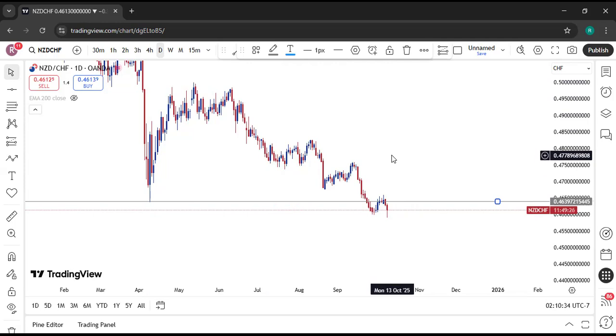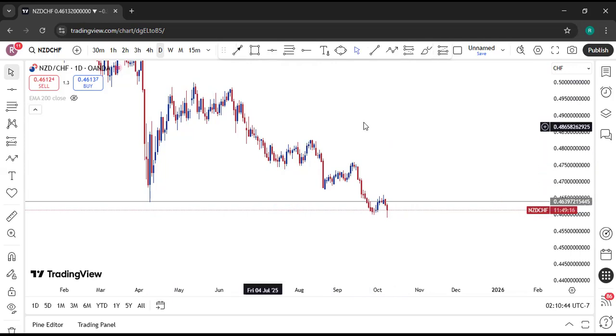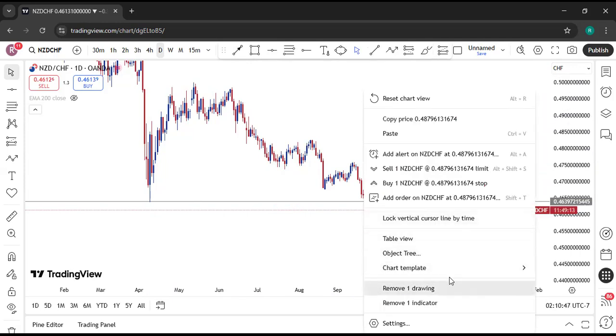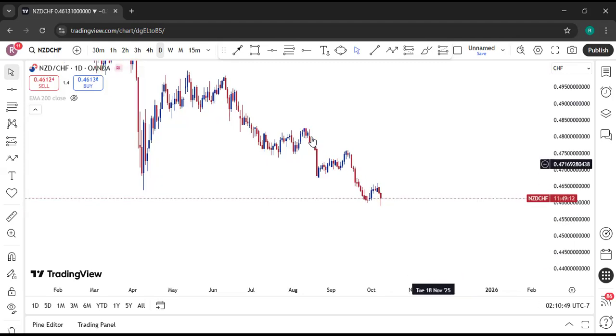The first is the overall trend, which is bearish. At the time I saw the setup, price was hovering around this area of resistance. Now let's go to the 4-hour time frame to see how that further played out. So now we have two confluences.